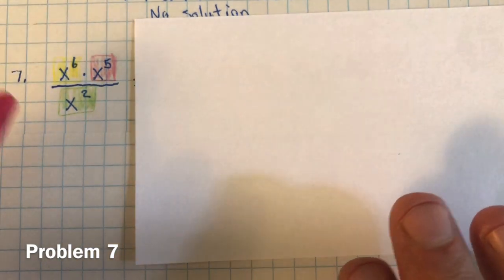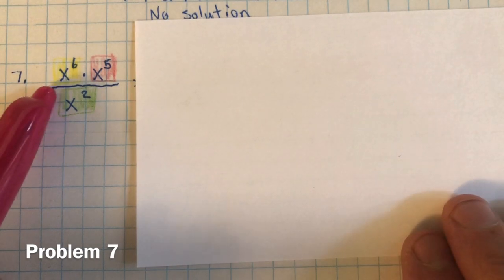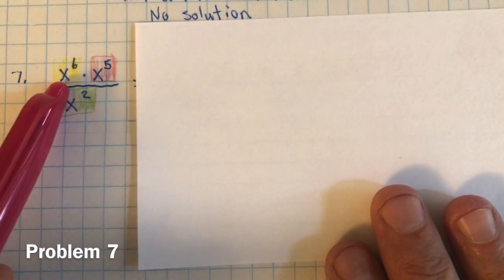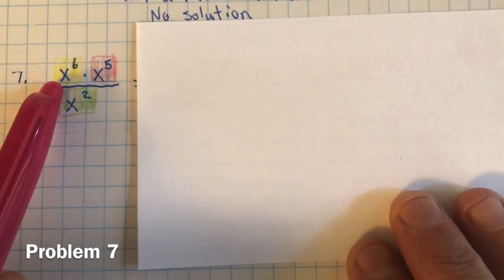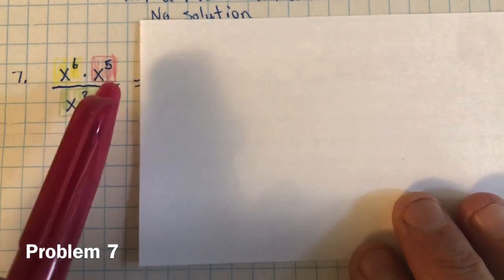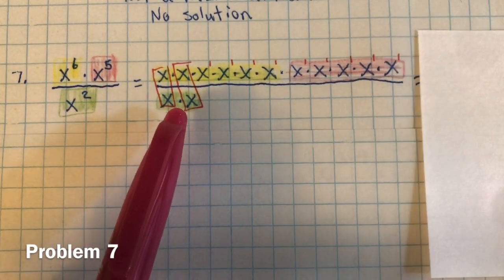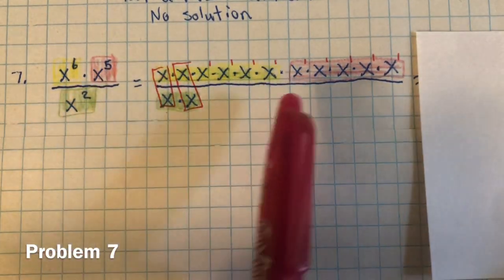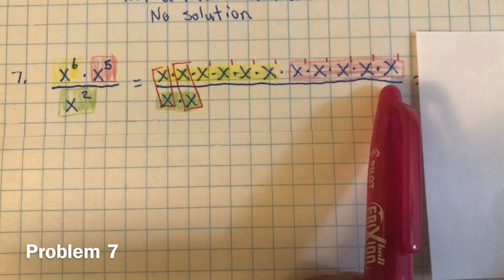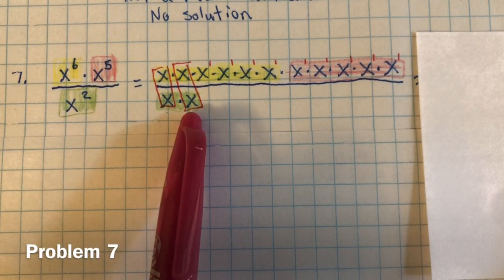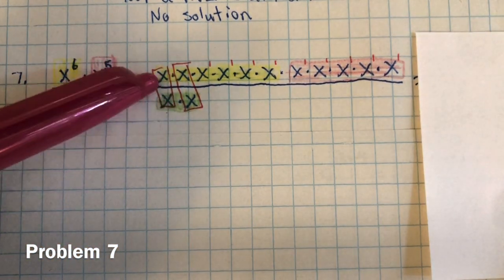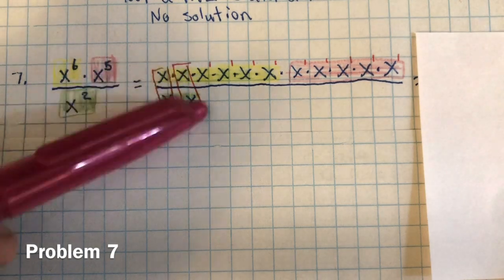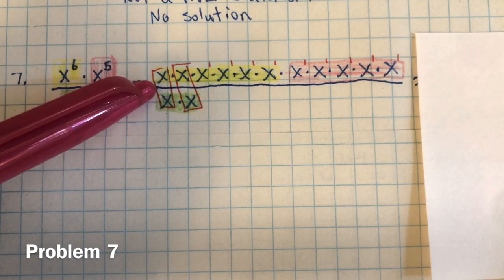For number 7, I need to simplify the expression. And one way I can do this is by expanding each of the terms. So x to the 6th power: exponent is just repeated multiplication, so it's x multiplied by itself 6 times. And then x to the 5th is x multiplied by itself 5 times. X squared is x multiplied by itself 2 times. And then I could cancel these out by creating giant ones, because 1 multiplied by anything is itself.